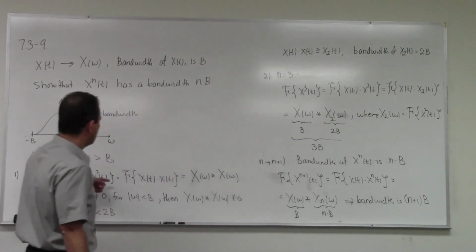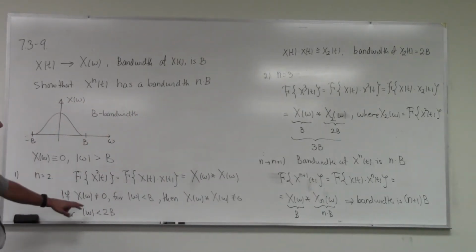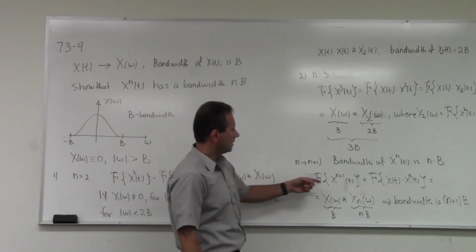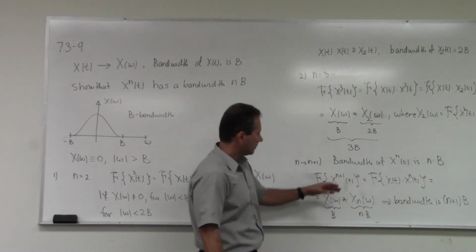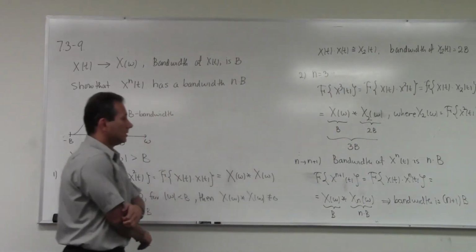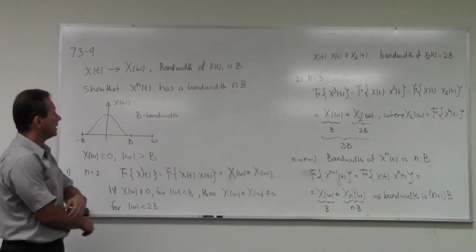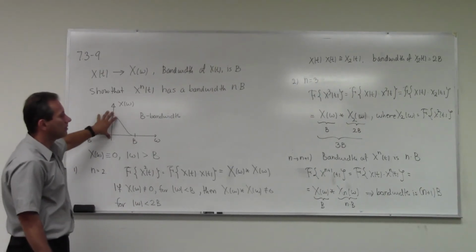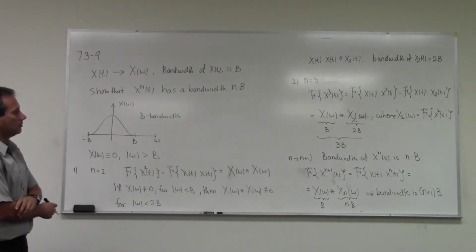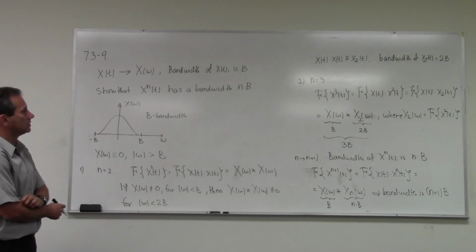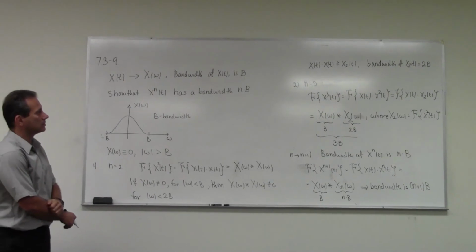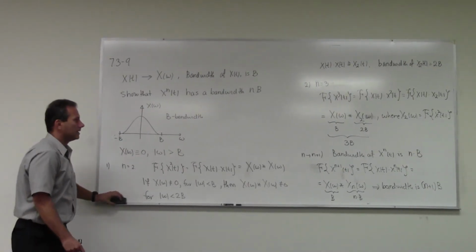So we demonstrated that for n equal 2, the bandwidth is 2b, and then if we assume that for x to the n of t the bandwidth is n times b, then for the next one, n plus 1, it is n plus 1 times b. That's proper induction mathematically that shows that whenever you raise a signal to the nth power, the bandwidth goes up linearly with the power that you raise the signal to. So x to the 3 of t will have 3 times b, x to the 4 will have 4 times b, and so on. Now this is a formal mathematical proof, right?